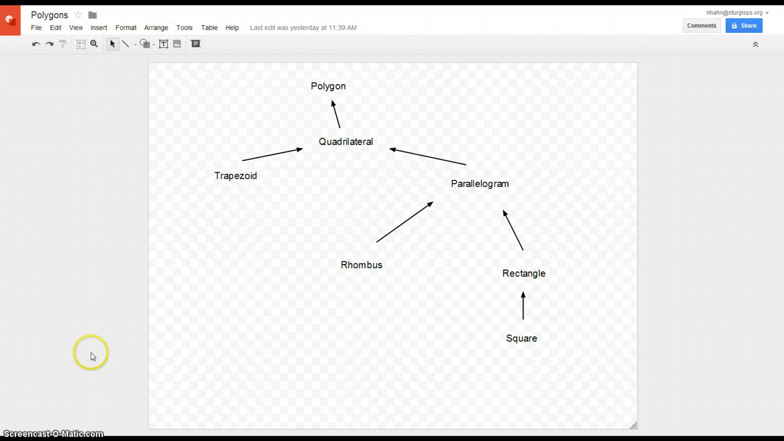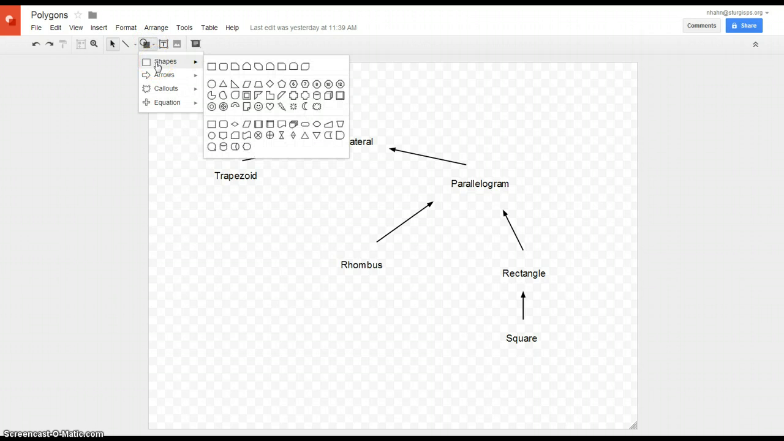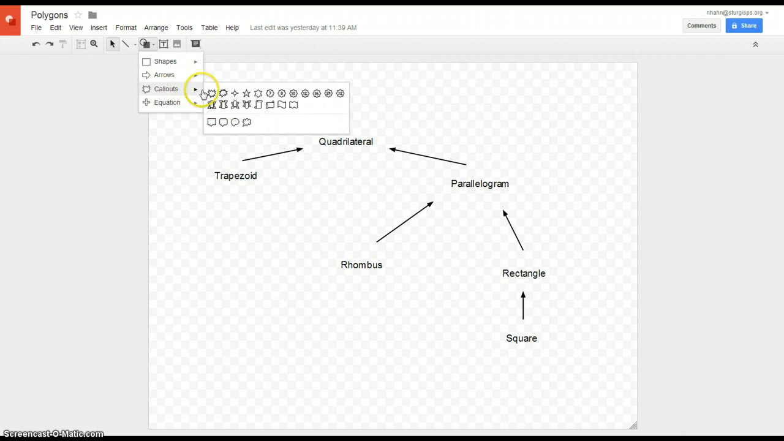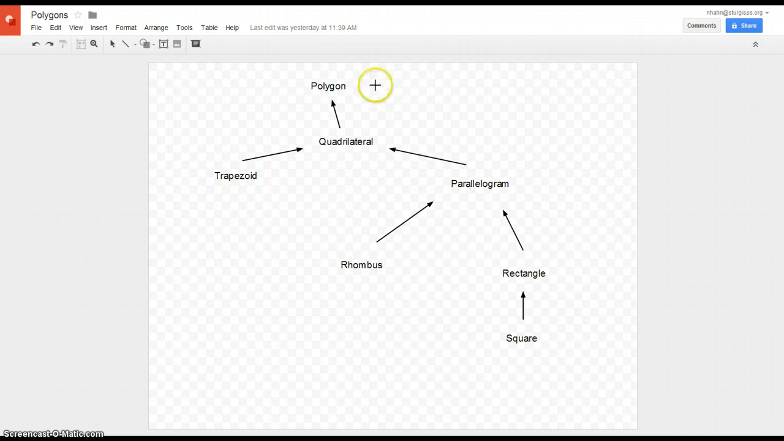So I'm going to draw an example of a polygon, and we just have to keep in mind that they have to be closed and they have to have straight sides. So something like this or this would not work, but I'm going to try this here. This would be a polygon. And this is a polygon because it has straight sides and it has no openings whatsoever in the shape.